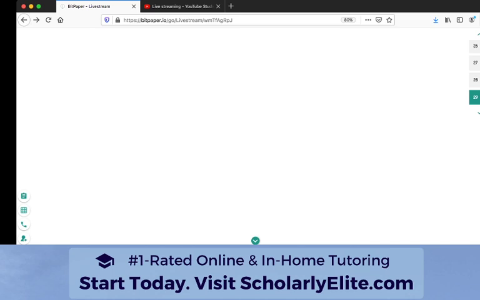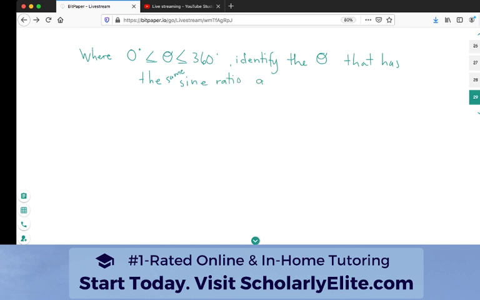Let's try something along the lines of something kind of like what we just did, but again, more so what you would see on a test. So where theta is between 0 and 360 degrees, identify the angle that has the same sine ratio as 330 degrees.